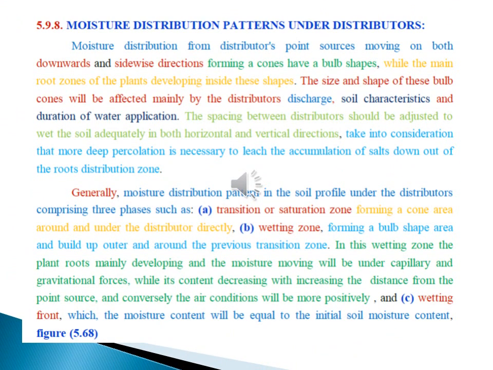What are the distribution patterns under distributors? Generally, most distribution patterns in the soil profile under distributors comprise three phases: the transition or saturation zone forming a cone area around and directly under the emitter, the wetting zone forming a pulp shaped area built up outside and around the transition zone, and the wetting front, where the moisture content will be equal to the initial soil moisture content, as shown in the enclosed figure.